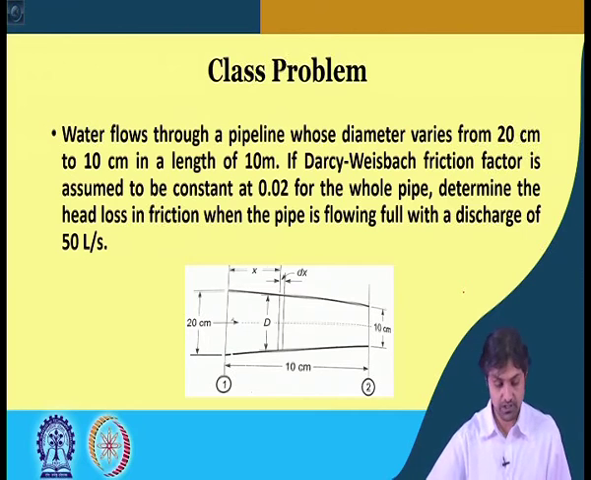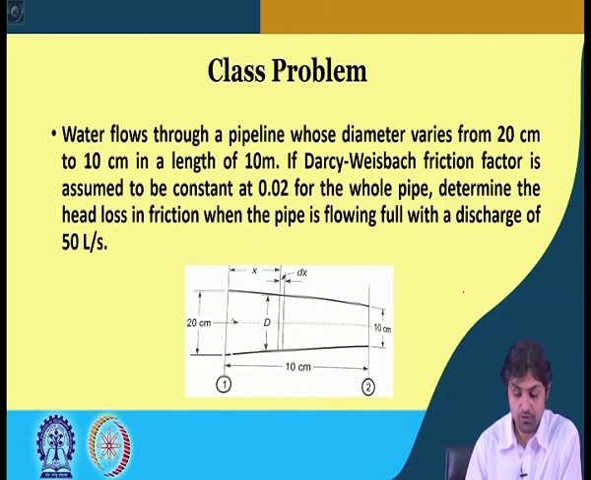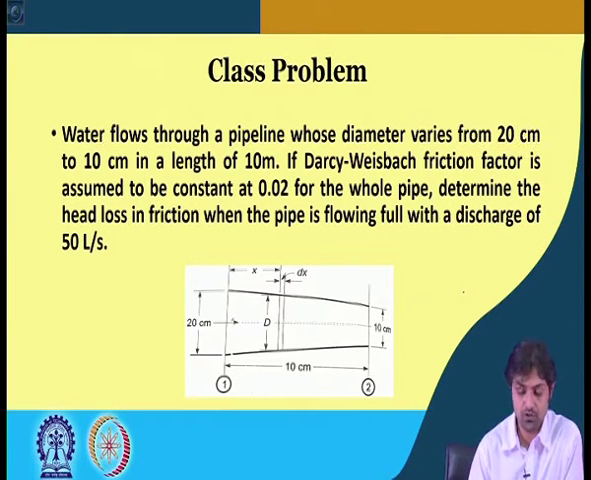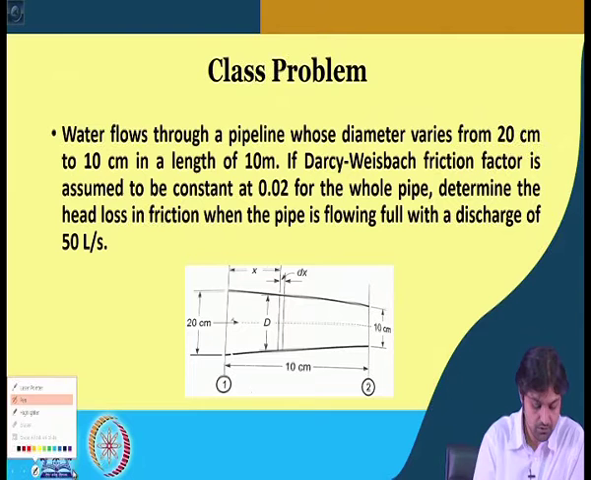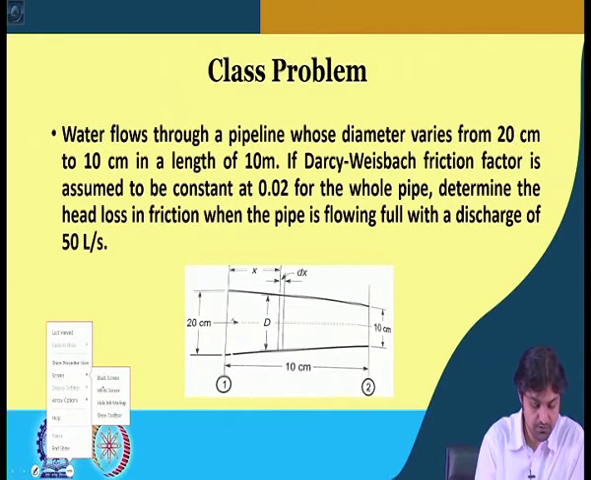The question says that water flows through a pipeline whose diameter varies from 20 centimeters to 10 centimeters in a length of 10 meters. If the Darcy-Weisbach friction factor F is assumed to be constant at 0.02 for the whole pipe, determine the head loss in friction when the pipe is flowing full with a discharge of 50 liters per second. So, we are going to solve this question.